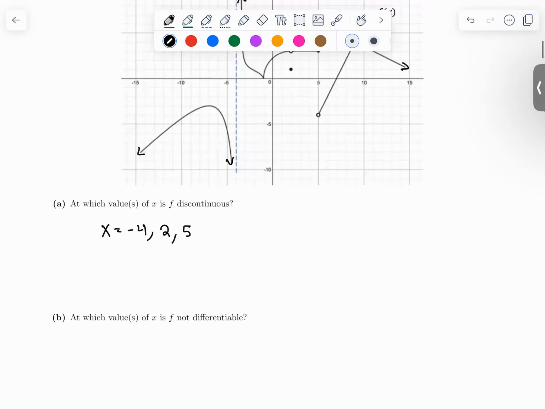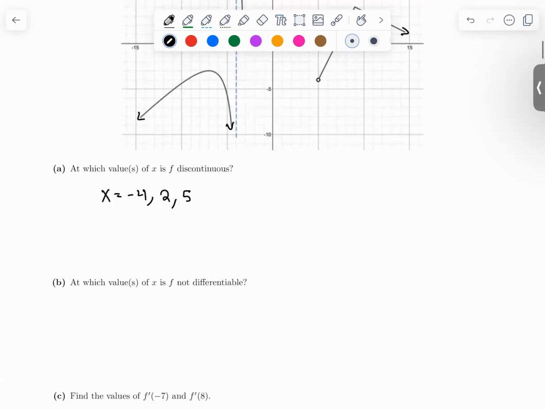At which points is it not differentiable? Now, that starts off with x equals -4, 2, and 5. We already know those because f is discontinuous.